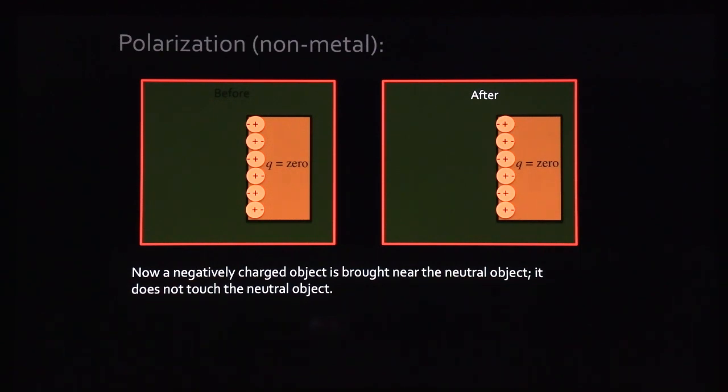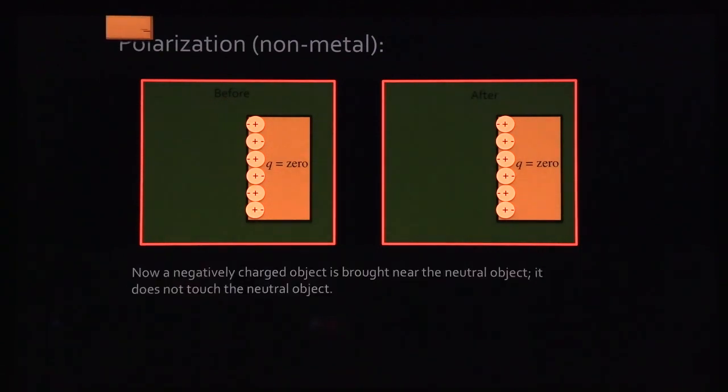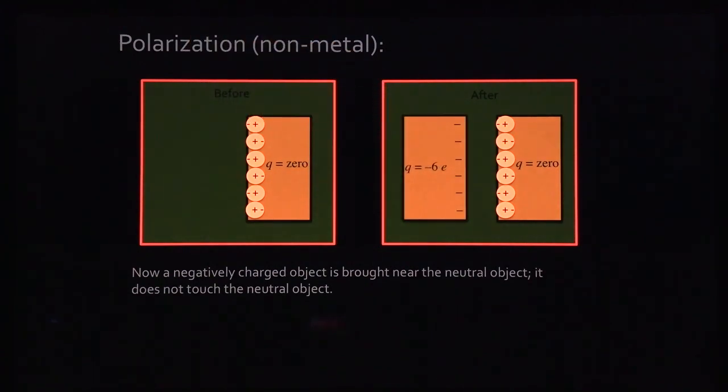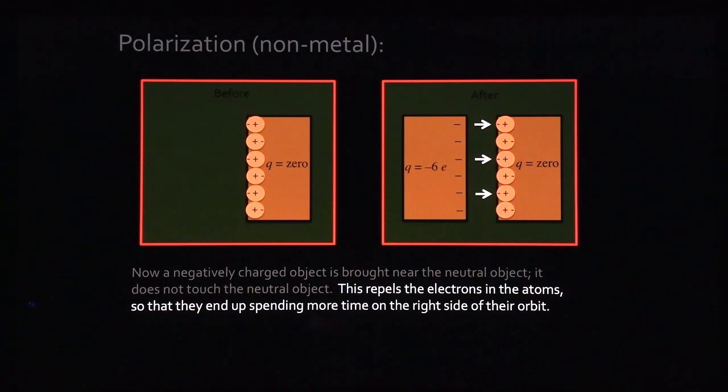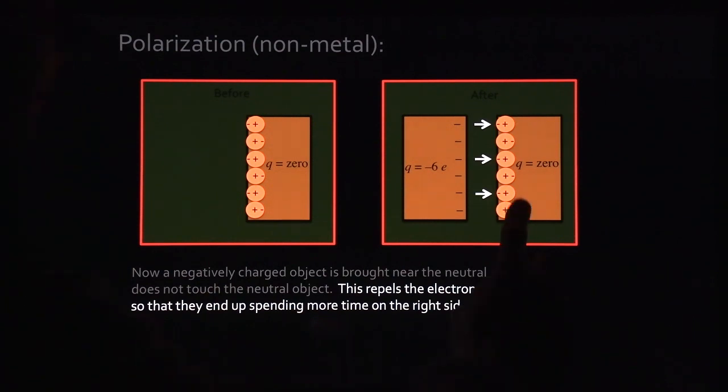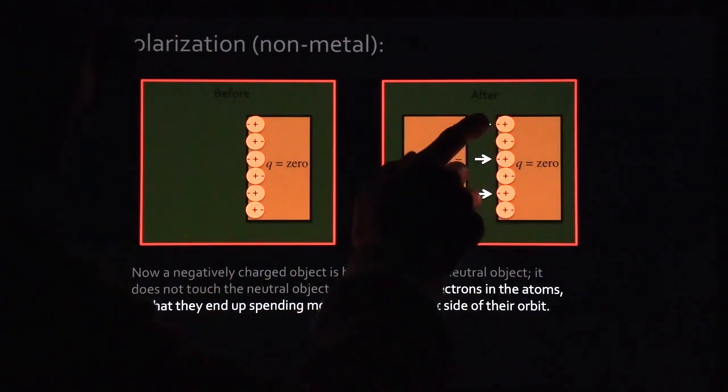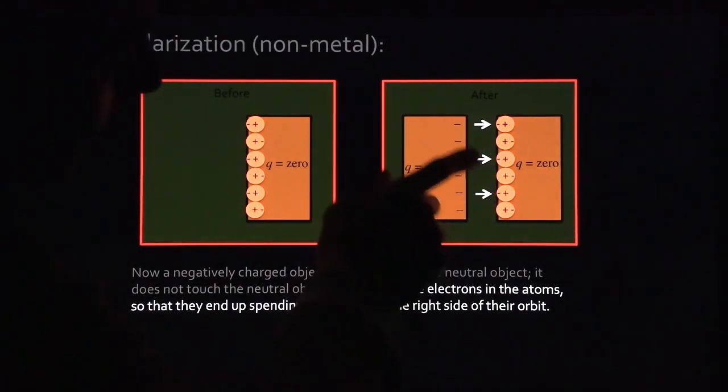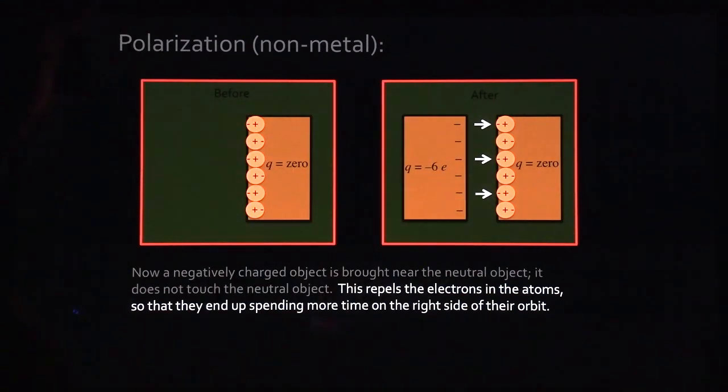Here comes my little animation. Ready? There it comes in. Nice. Okay. So what does that do? What it does is it repels the electrons in the atoms so that they end up spending more time on the right side of the orbit over here. See this electron right here? The white arrows are showing those electrons. They're repelled from this object.